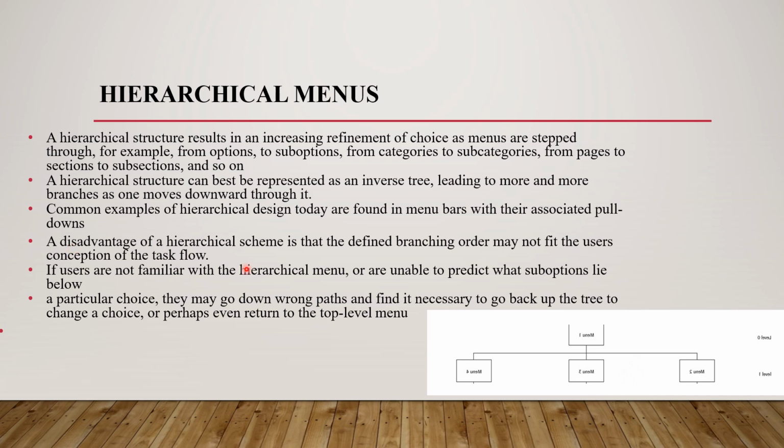The disadvantage of a hierarchical scheme is that the defined branching order may not fit the user's conception of the task flow, and if the users are not familiar with hierarchical menus and are unable to predict what sub-options lie below a particular choice, they may go down wrong paths and find it necessary to go back up the tree to change a choice or perhaps even return to the top level menu. So the order and structure of branching in a hierarchy is preset, and the normal order of flow is one way, that is top down.